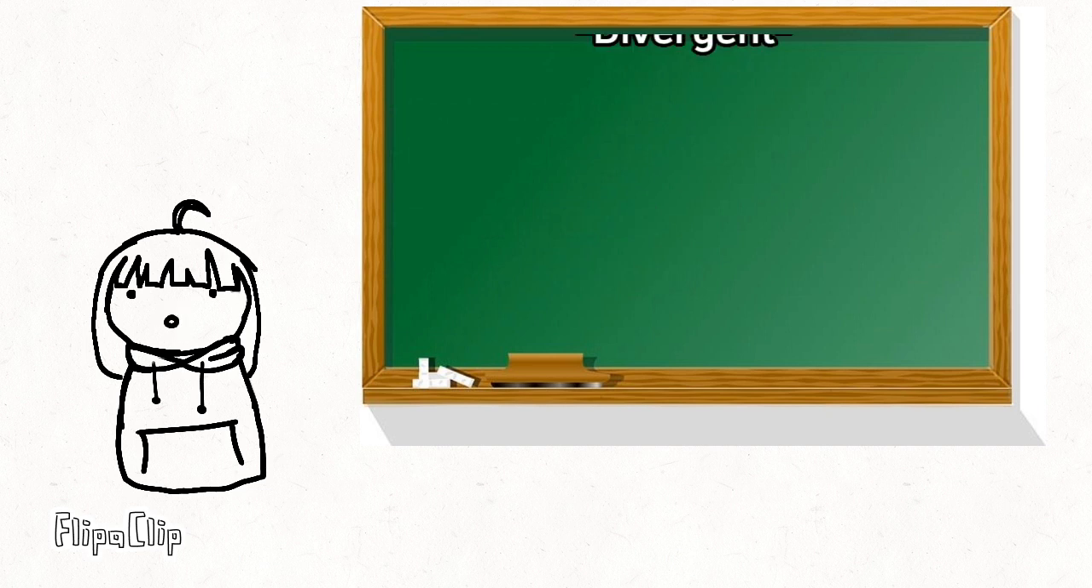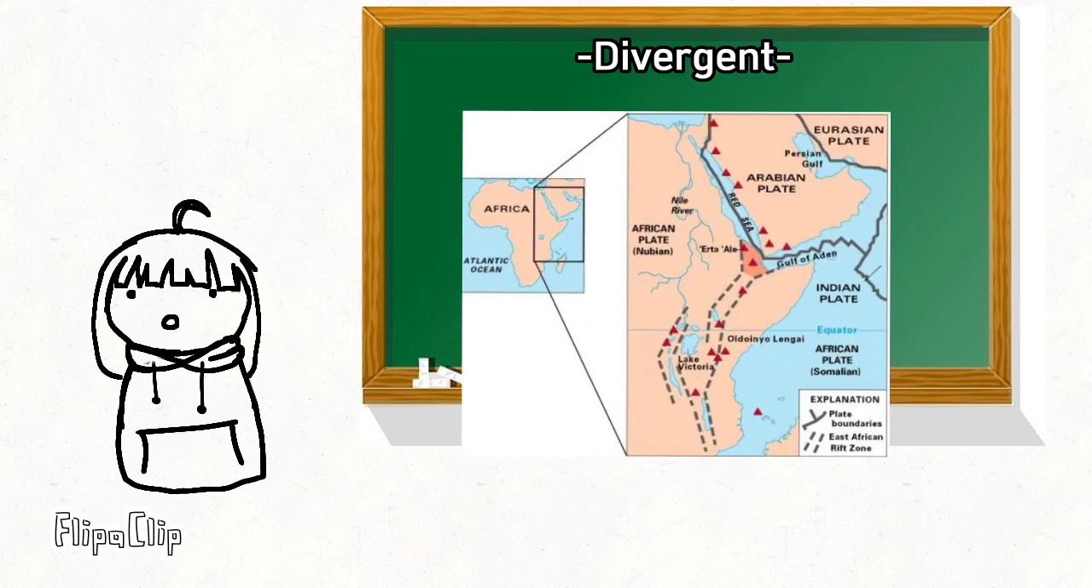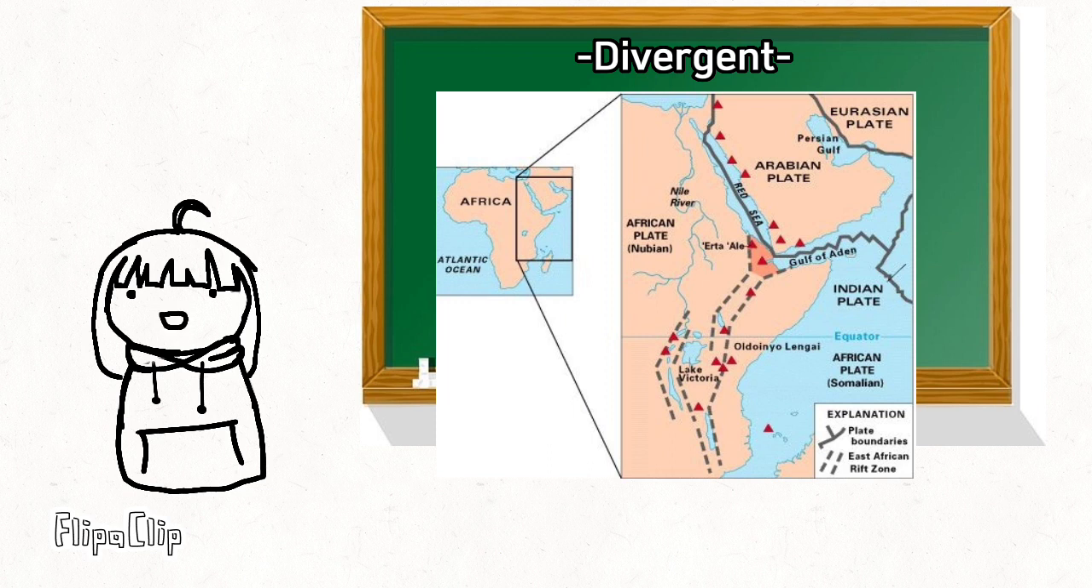Let's start with divergent. The divergent boundary is the one where plates separate or go the other way. An example is the Nubian African plate and the Somalian African plate.